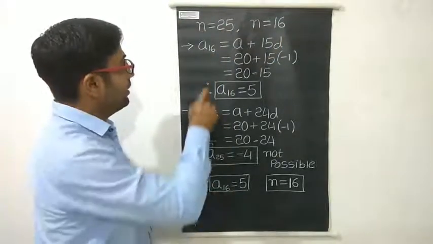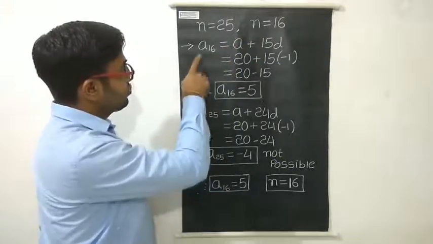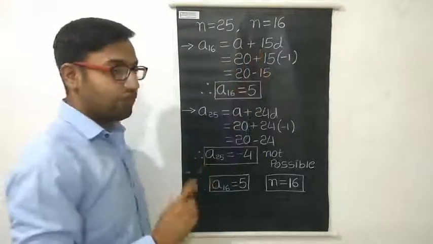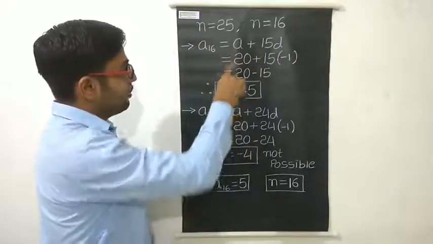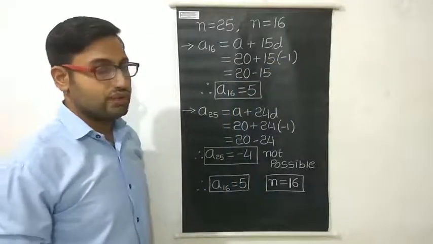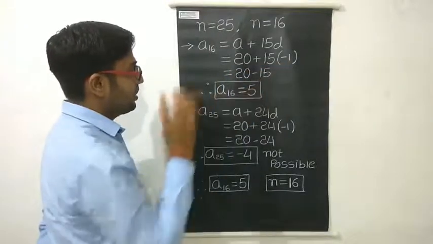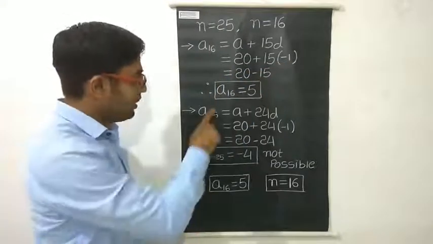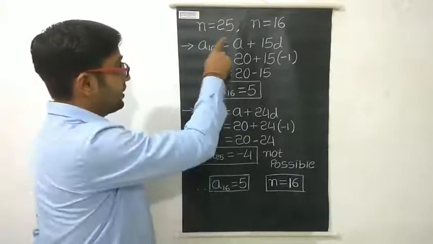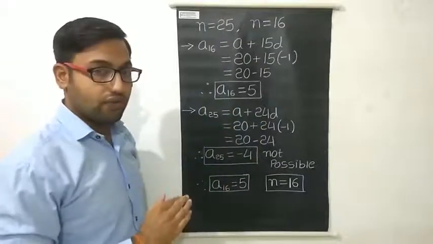Let us find out the value first of all for n is equal to 16. So a16. What is a16? a plus 15 into d. Now we have the value of a, that is equal to 20, and common difference is equal to minus 1. So we will get here 20 minus 15, total is equal to 5. Value of a16 is equal to 5. Now let us find out the value of a25, that is equal to a plus 24d.